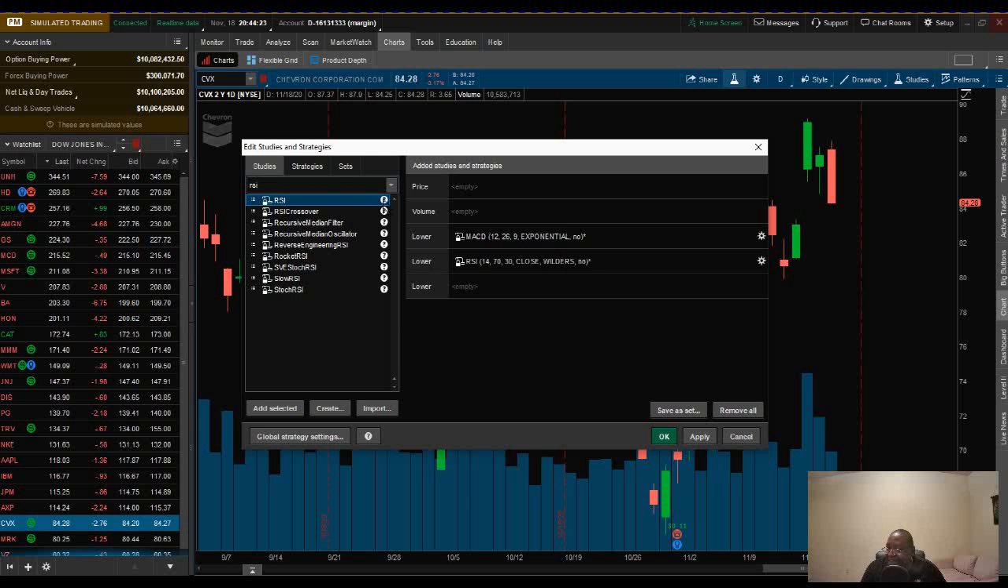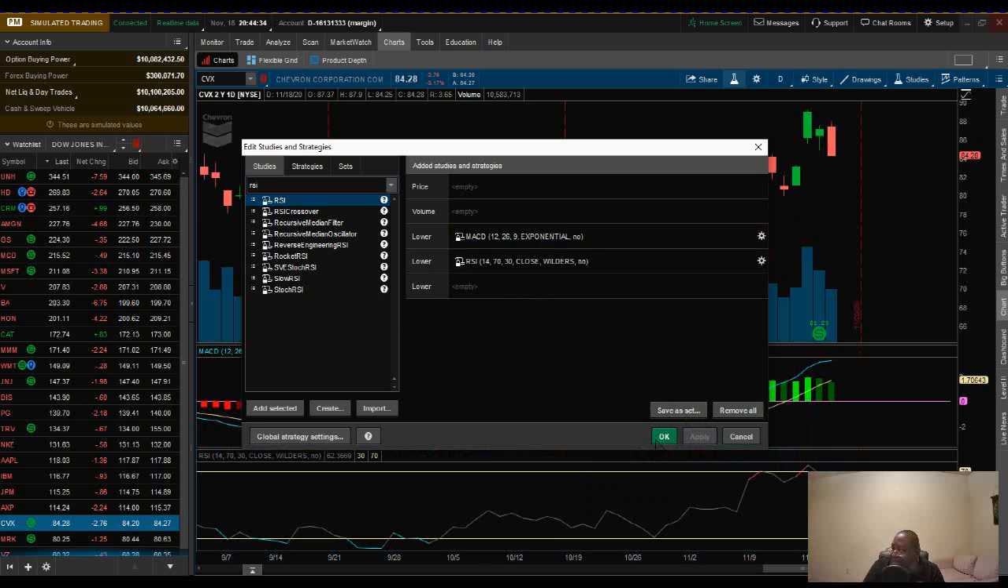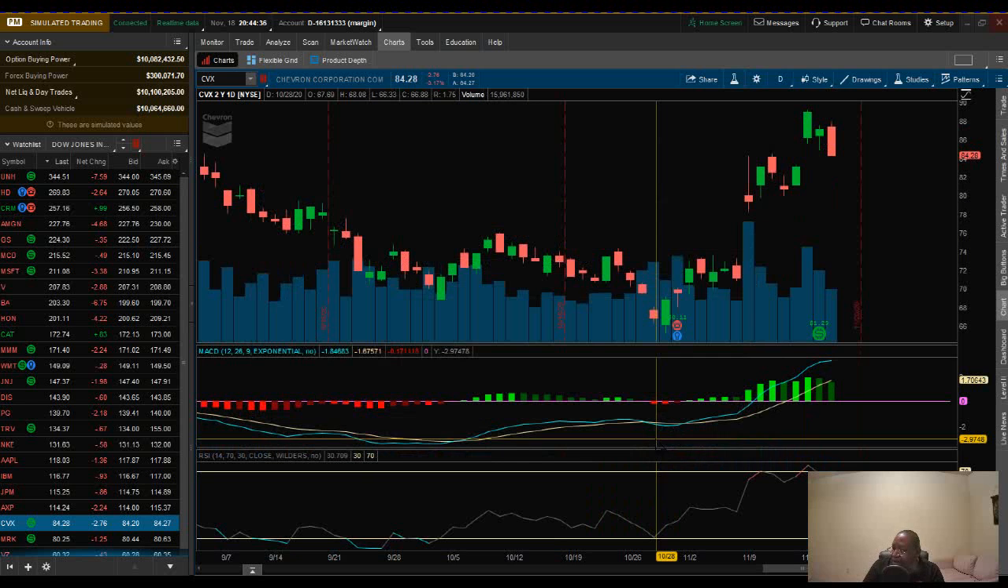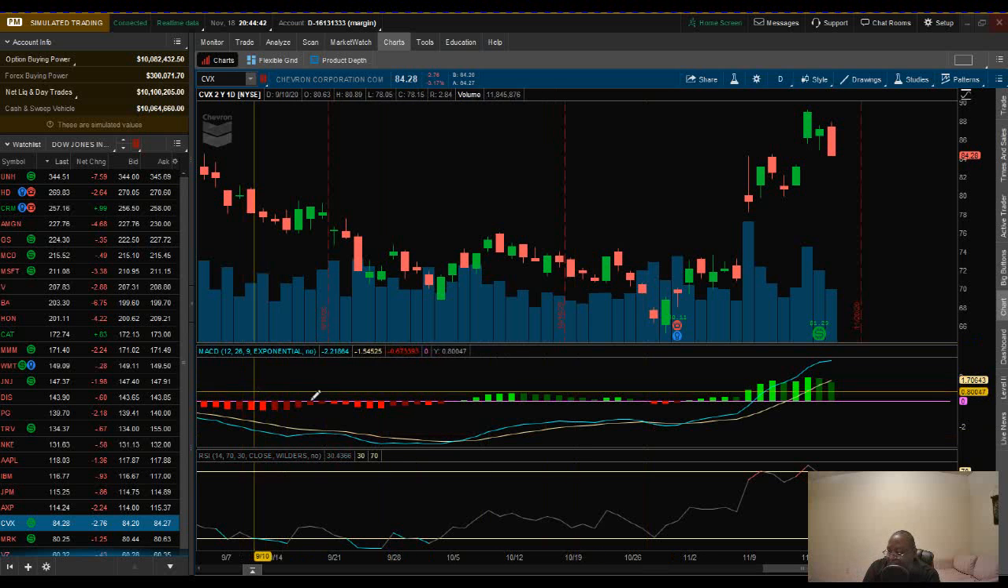Same thing right here, information right there. I usually keep these lower. Whether one is at the top or the bottom, it doesn't really matter to me. I'm going to click apply, and there you have it. Alright, so now to give you the anatomy of the MACD, let's start with the MACD here.